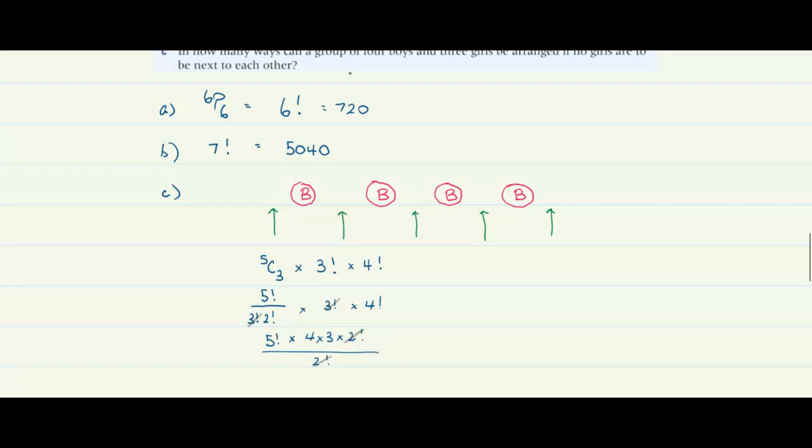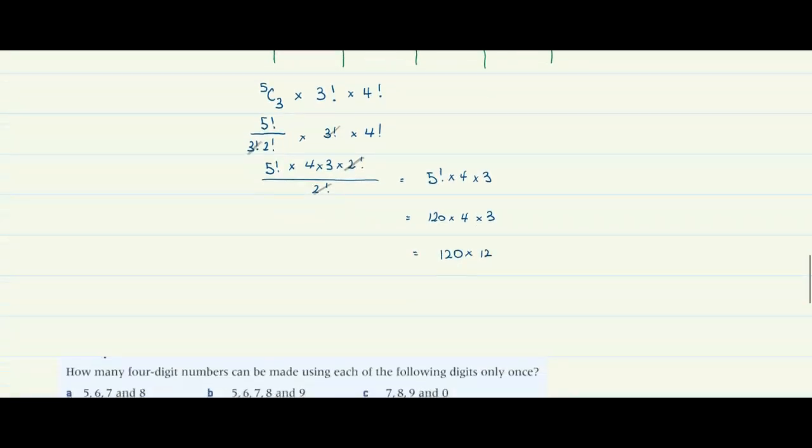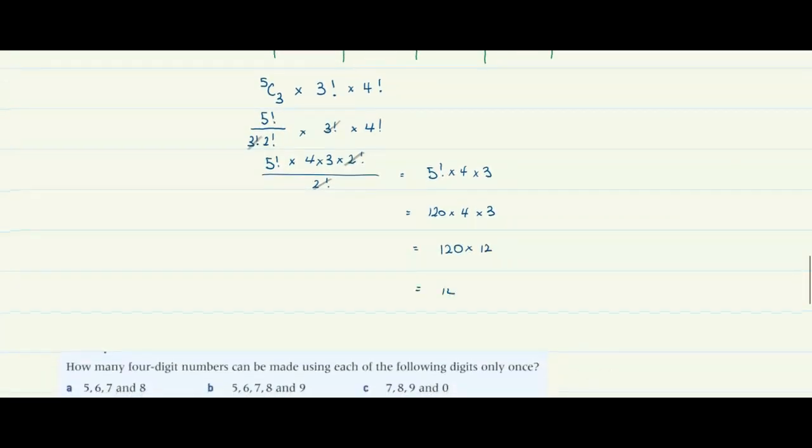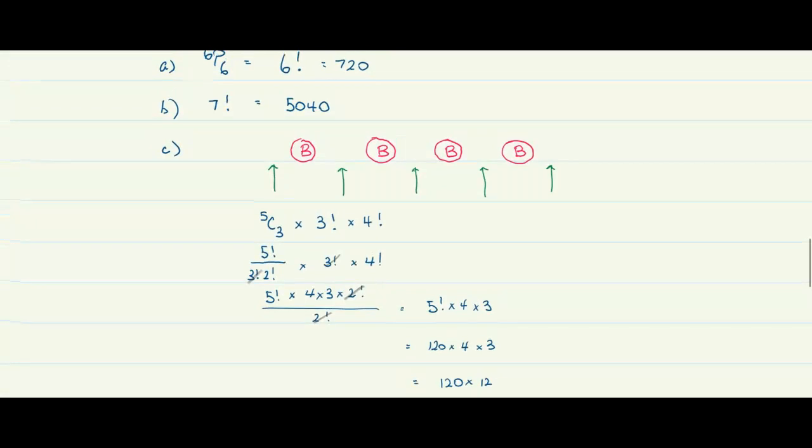So I end up with 5 factorial by 4 by 3. 5 factorial is 120. So 120 by 4 by 3, 120 by 12. And 12 12s are 144 with a 0 on the end. So 1,440 ways of arranging these 4 boys and 3 girls such that the girls cannot sit together.